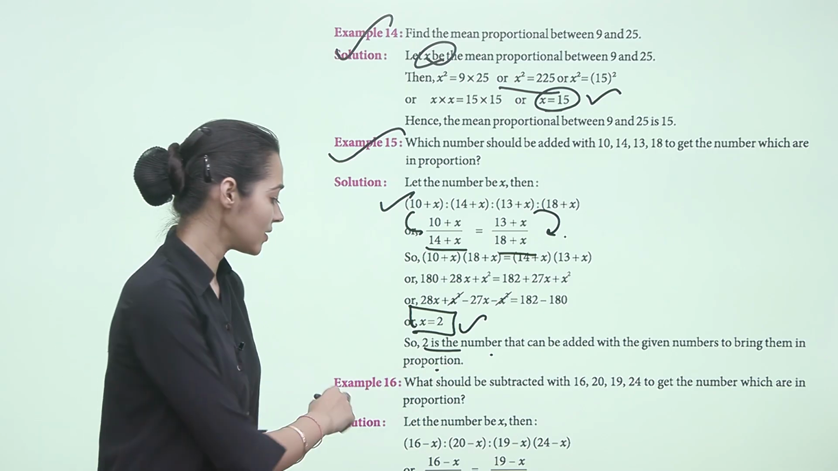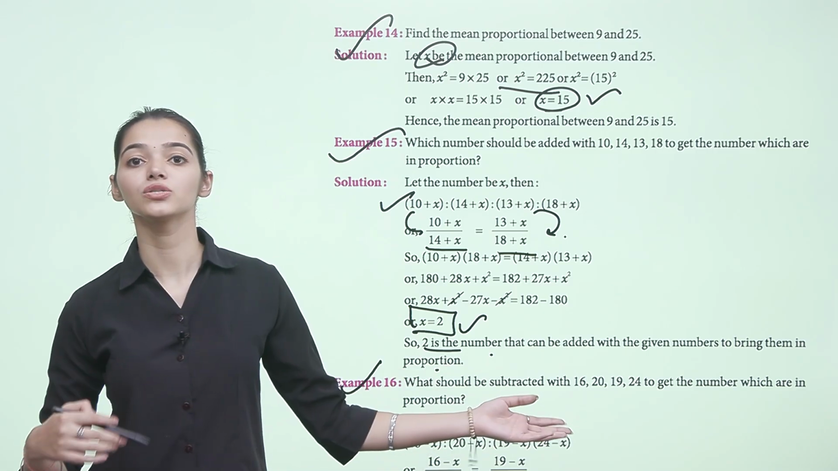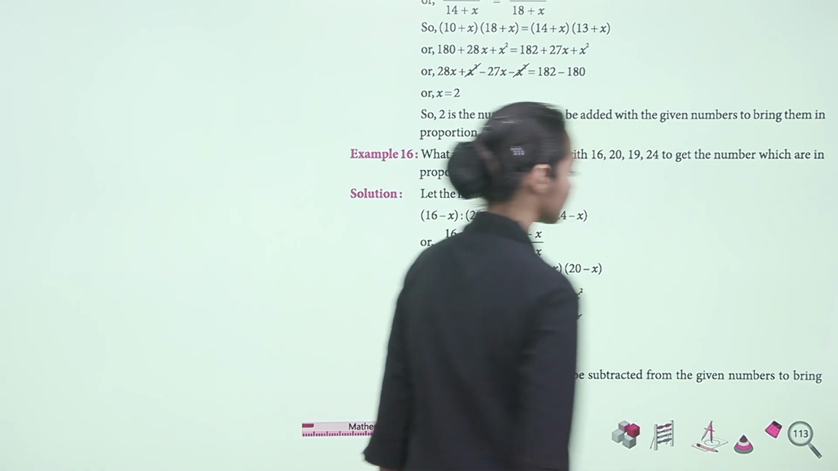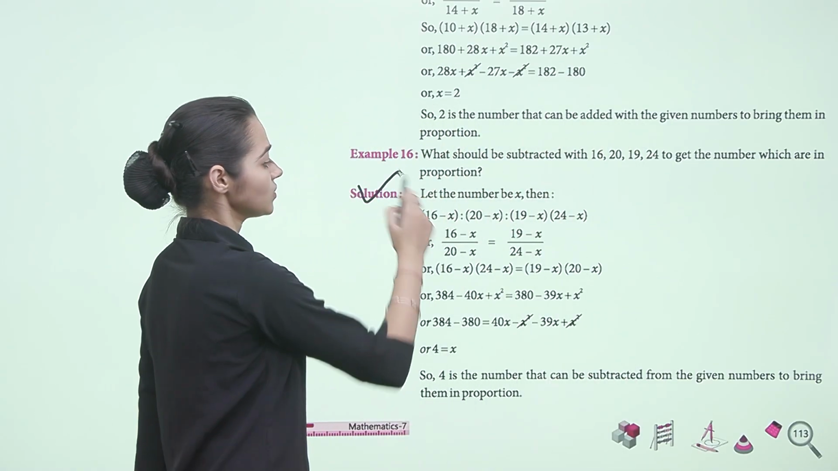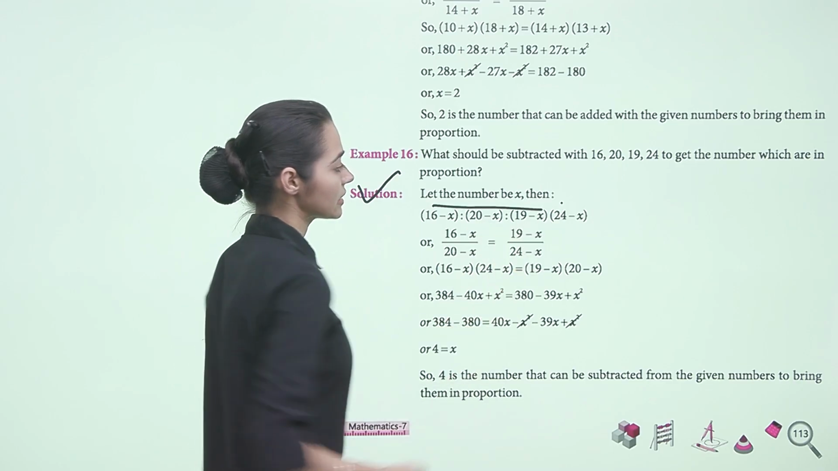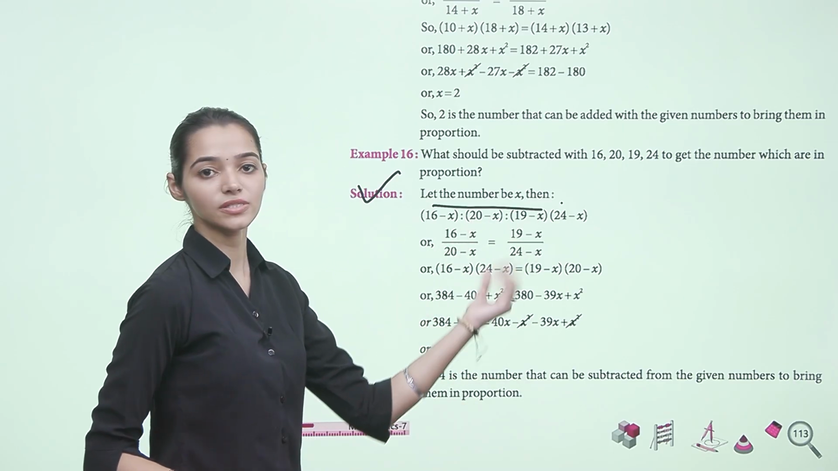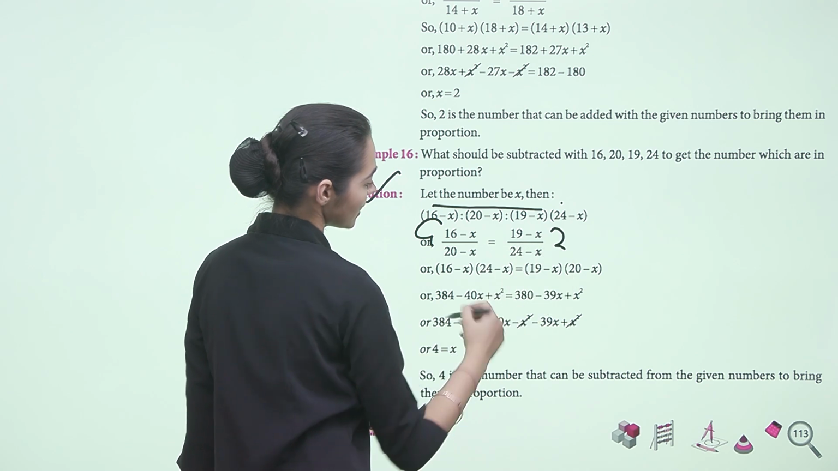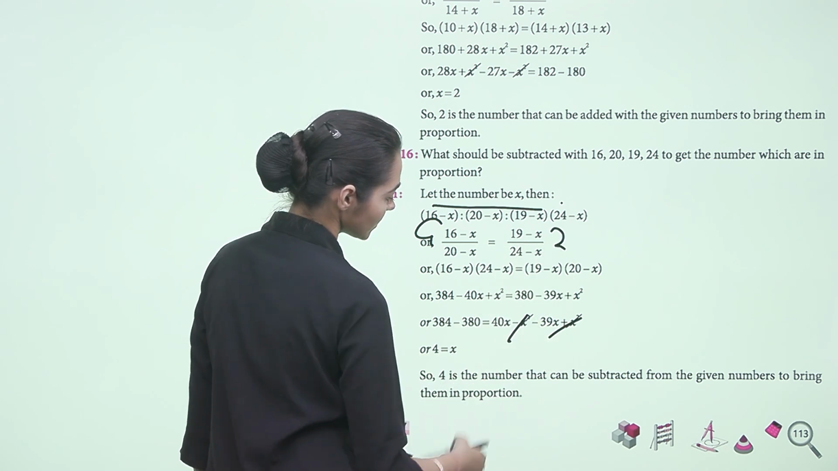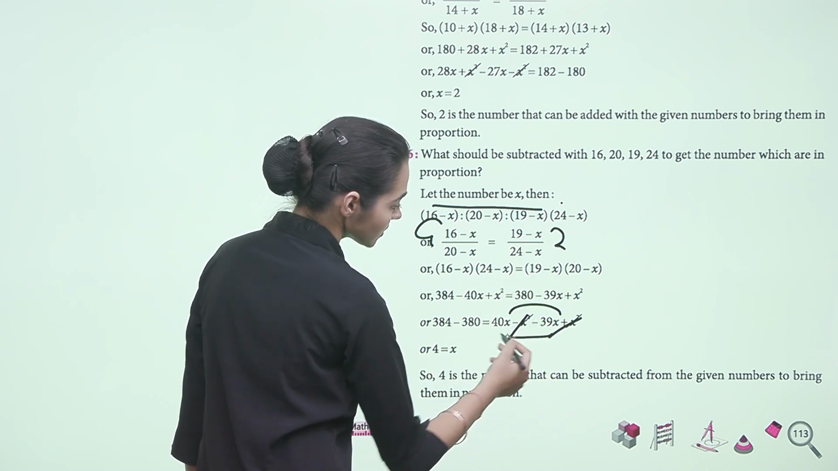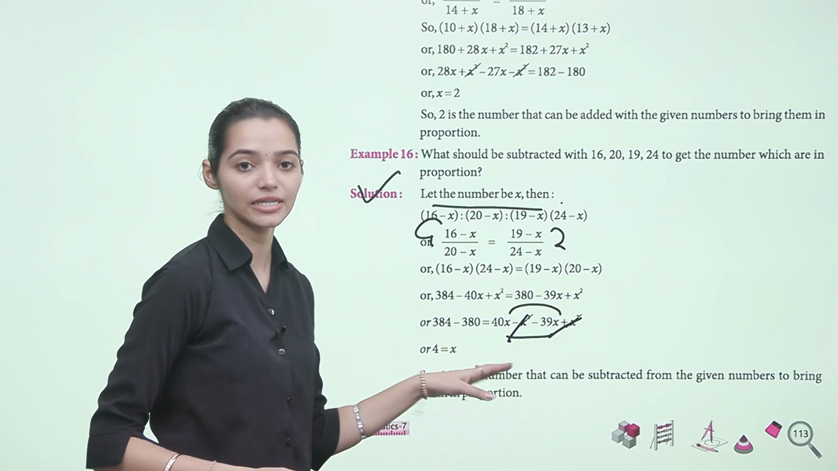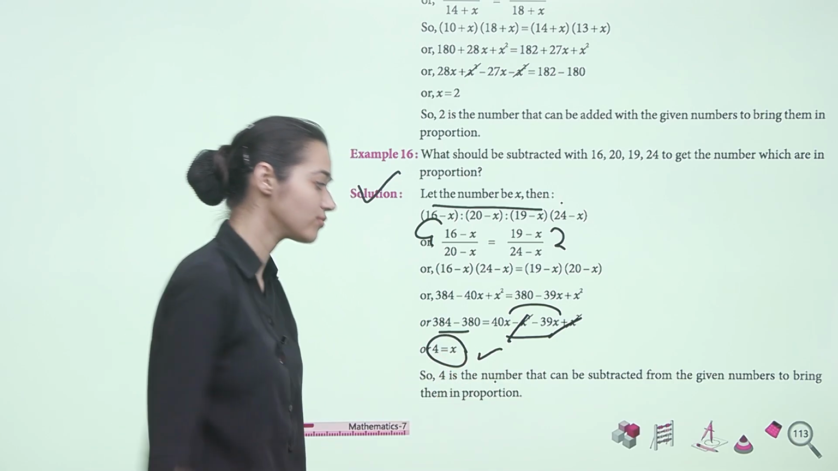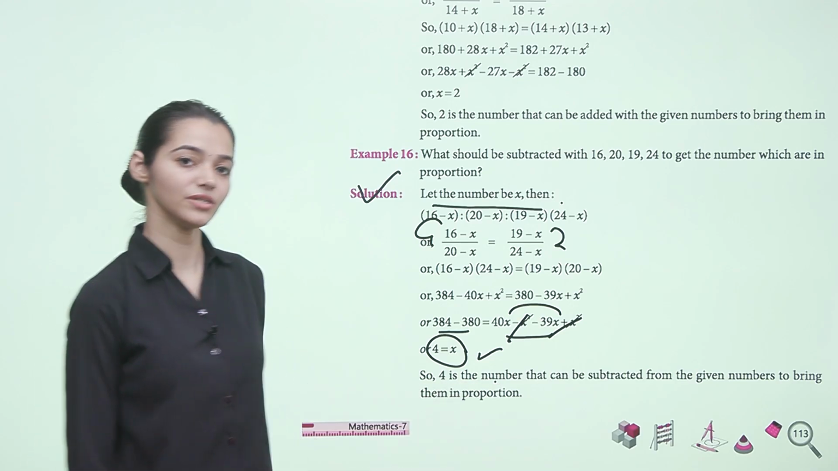Now next is our example number 16. Here what should be subtracted from these to get numbers which are in proportion? So let the number be x, and we know that the product of extremes is equal to the product of means. So when we put them in the ratio and solve it, x square is cancelled with x square and it becomes 40 minus 39x, that is equal to x, and 384 minus 380, that is x is equal to 4, and 4 is the number that is subtracted from the given numbers.